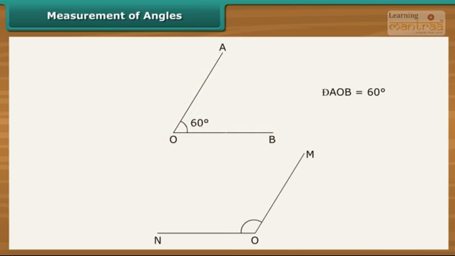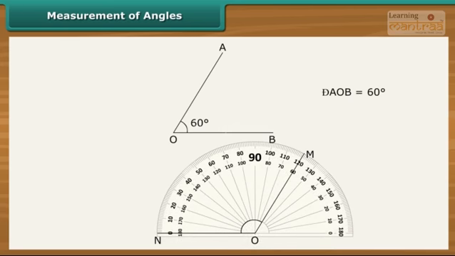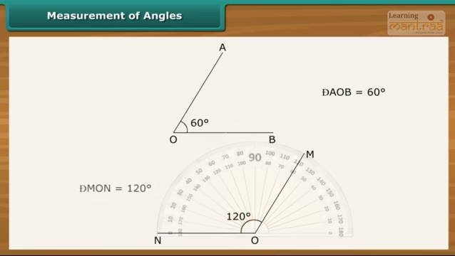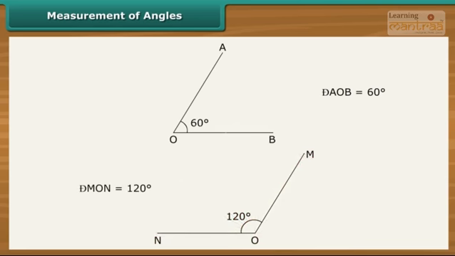Measure angle MON with the help of the protractor. Place the protractor on ray ON. Ensure that the horizontal line at the bottom of the protractor coincides with ON and its midpoint rests on the vertex O. Check the outer marking that coincides with ray OM. It is 120. Therefore, the measure of angle MON is 120 degrees.